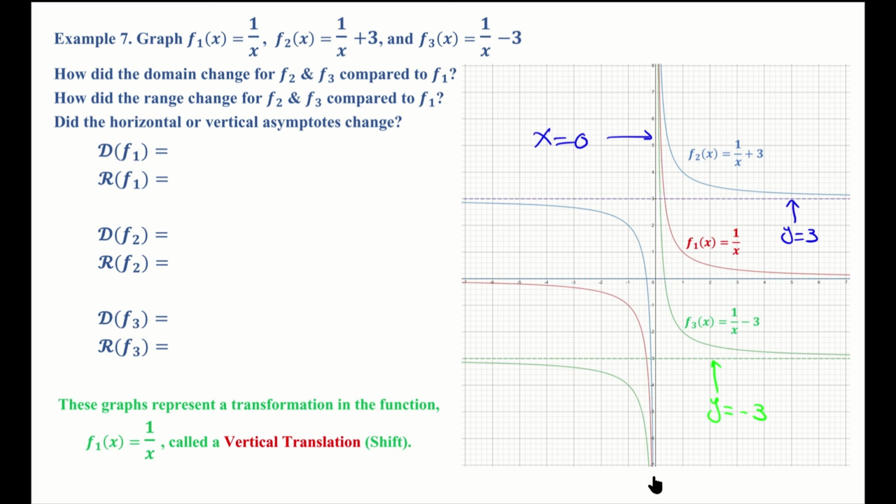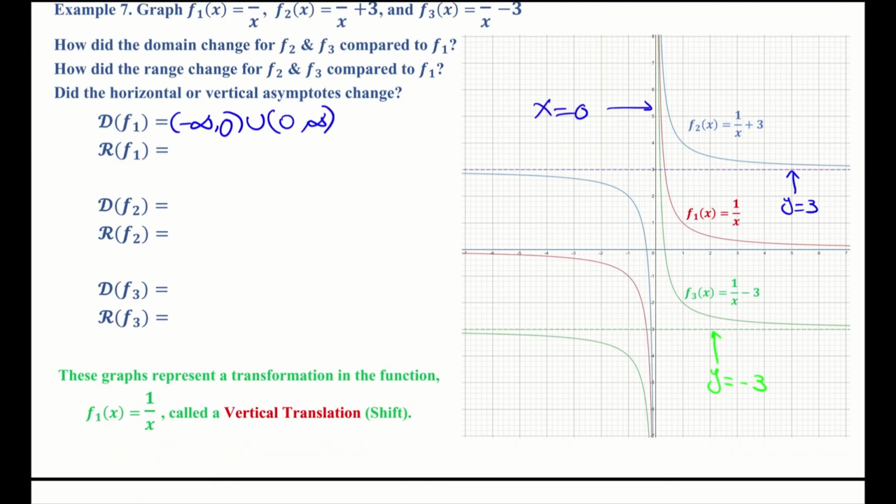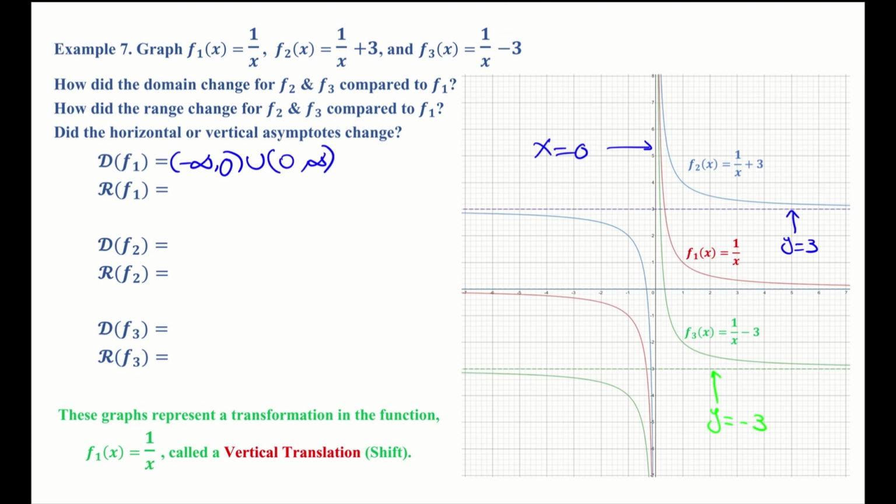Notice that the domain for all of them is the same, because the same value of x makes all of them undefined, namely 0. So the domain for all of them is negative infinity to 0 union 0 to infinity. The interval notation is by far the most common notation as you move on into higher math classes. So for f2, same domain. Also for f3.